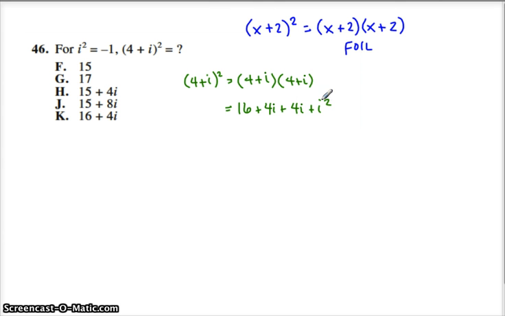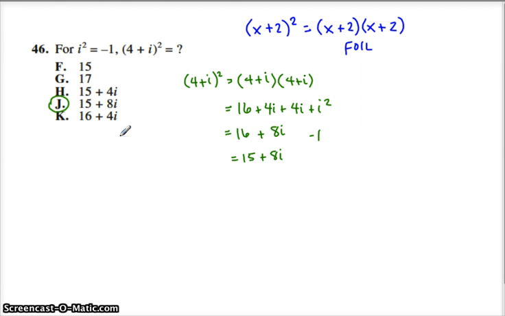Ooh, look, i squared, which means I can replace it with a -1. So let's do that in this next step. I have 16 and I have -1 over here. Now the 4i and the 4i, they're the same type of terms, so I can combine them. They're like terms. So that means I have 16 plus 8i minus 1. Do a little bit of extra cleanup work. I have 16 and a -1, so 16 minus 1 gives me 15, and then that 8i stays right where it is. So that tells me my answer choice is J.